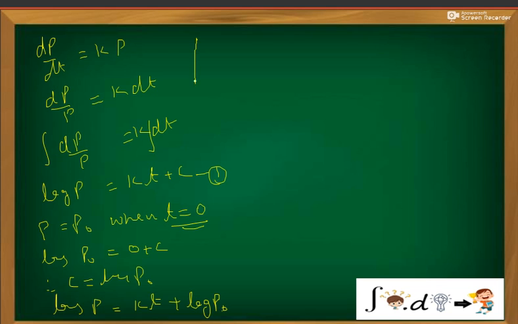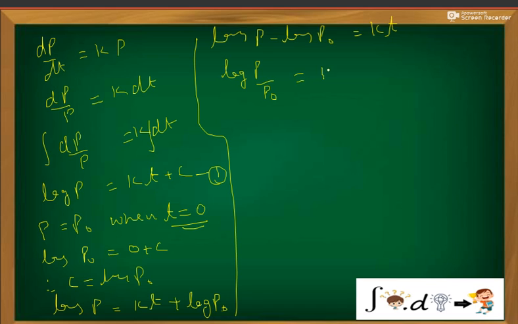And now we have to simplify this, then it becomes log P minus log P naught is equal to kt. It means log P by P naught is equal to kt. And when we remove this log, then P by P naught is equal to e raised to the power kt. Okay, this is also possible, but now what condition is given to us?